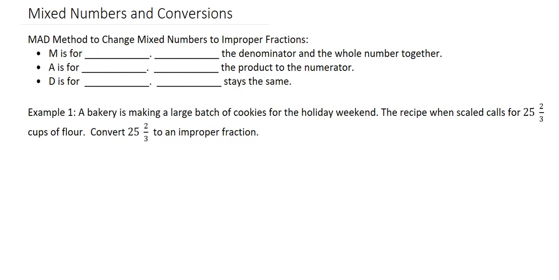Mixed numbers and conversions. The MAD method to change mixed numbers to improper fractions. So M is for multiply, as we're going to multiply the denominator and the whole number together. Right, so if we had a mixed number like this, that's our mixed number, and we're changing it to an improper fraction, which would become 7 over 5.